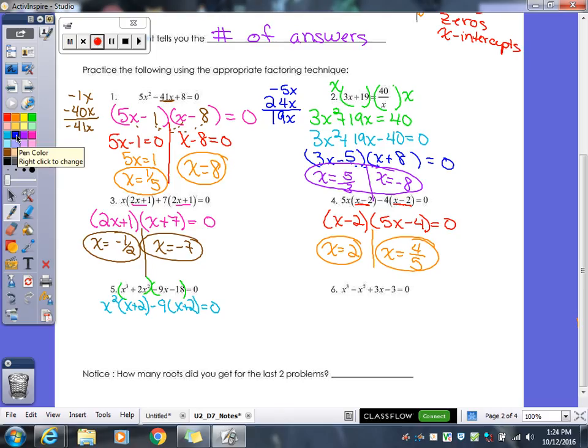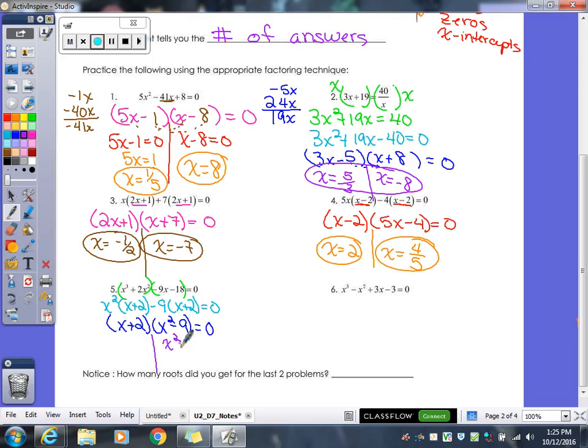Both of my parentheses are x plus 2, so they match. We did it correctly. This would be x plus 2, and then x squared minus 9 equals 0. Now you can, but there is another way to solve that. Does anybody remember?